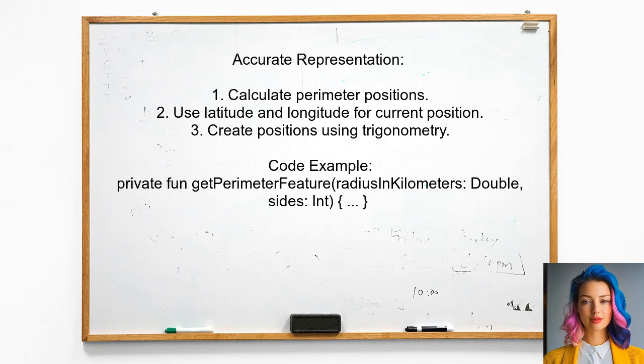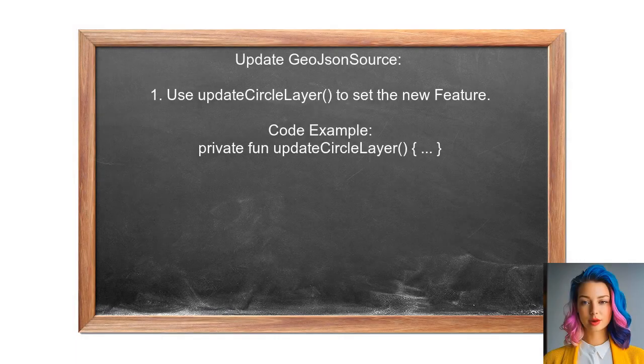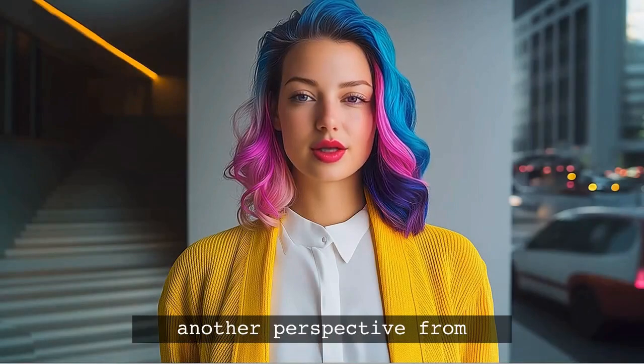This involves calculating positions based on a specified radius and the number of sides for the polygon. The algorithm uses trigonometric functions to determine the coordinates. Finally, remember to update the GeoJSON source with the new perimeter feature to visualize it on the map. This method provides a fun way to represent circles accurately. Let's check out another perspective from a different user.